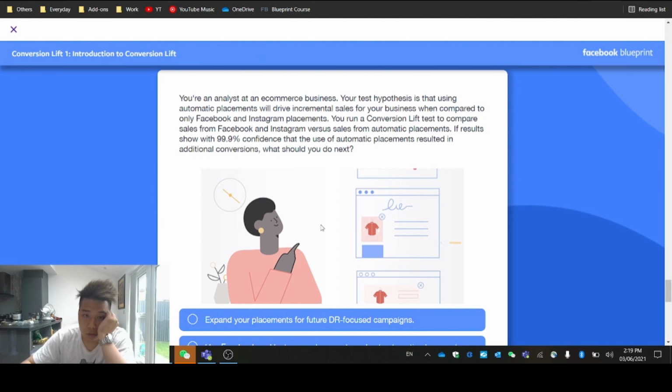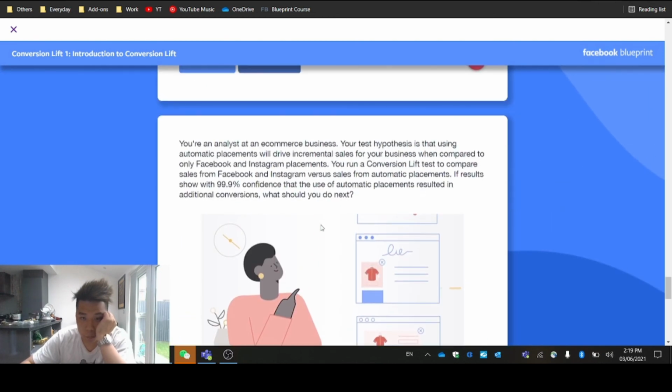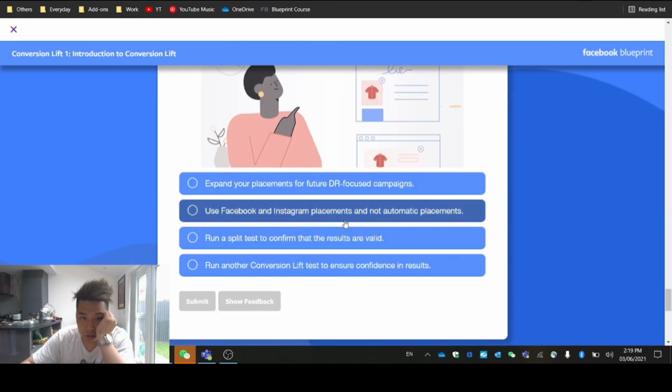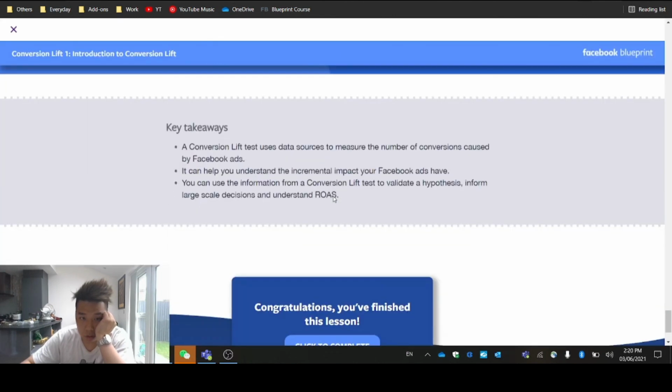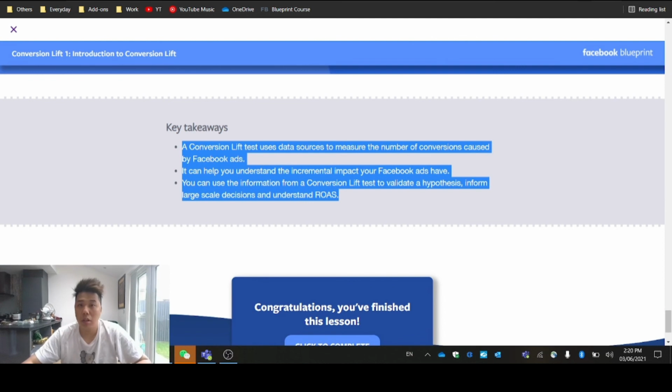In your analysis of an e-commerce business, your test hypothesis is that using automatic placement would drive incremental sales for your business when compared to only Facebook and Instagram placements. You run a conversion lift test to compare sales from Facebook and Instagram versus sales from automatic placements. If results show you're 90% confident that automatic placement works, what would you do next? Oh no, actually, you just expand your placement for the future, because you're 99% up anyway, so why bother?